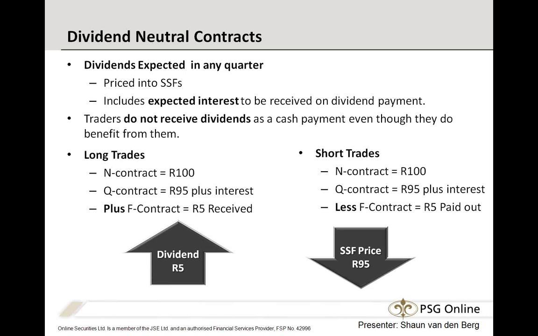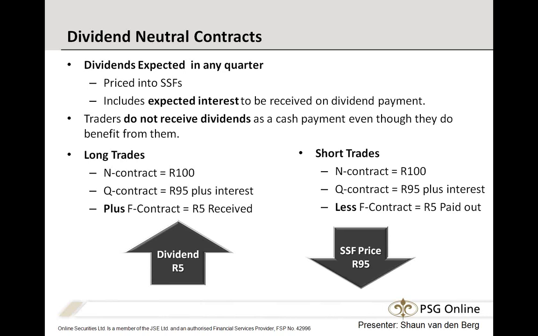On long trades, the N contract combined with the single stock, with the dividend, will be 100 rand. Just the price itself will be 95, and if you're long, you receive a 5 rand dividend. That's how the price will be calculated. If you're short on single stock futures, you pay out the dividend. Remember, with long trades you pay interest, and with short trades you receive interest, but you pay out the dividend.